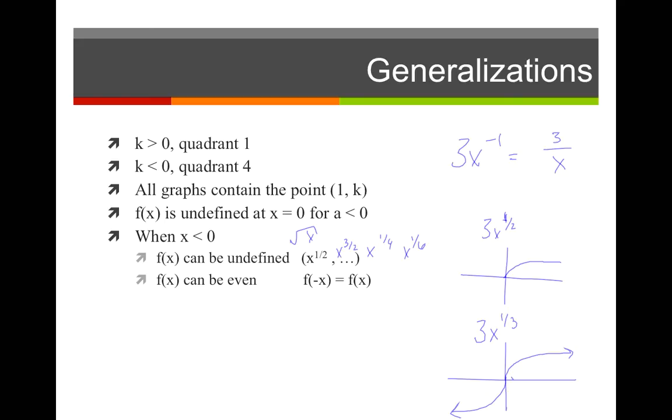These two things here should be reminders. We've done this before. But since we're looking at monomials, they're going to be even or odd just depending on the exponent. If the exponent is even or odd, the function is even or odd.